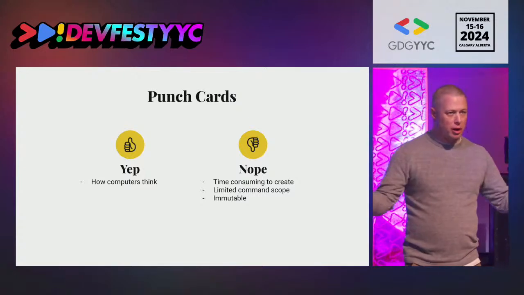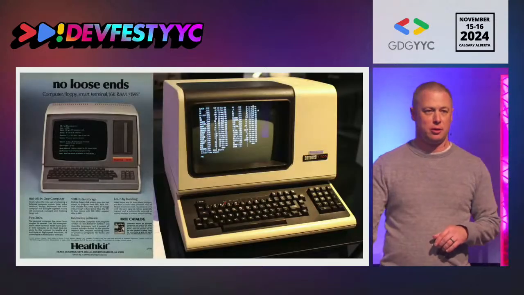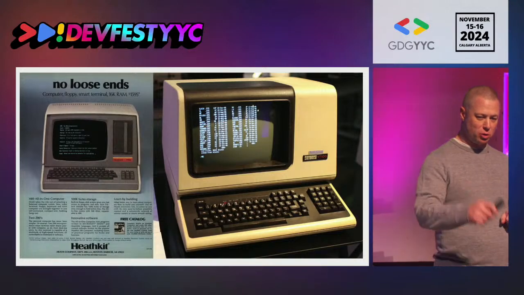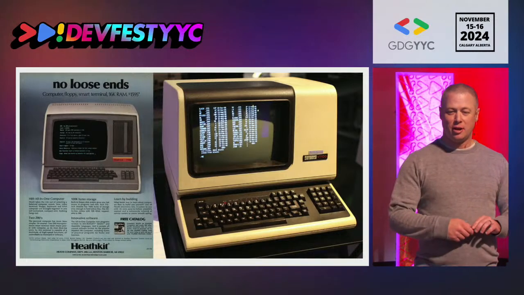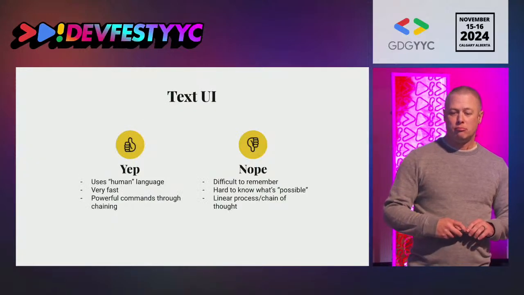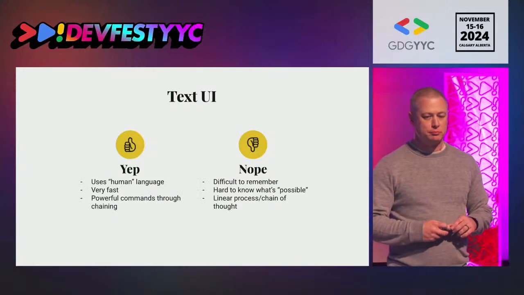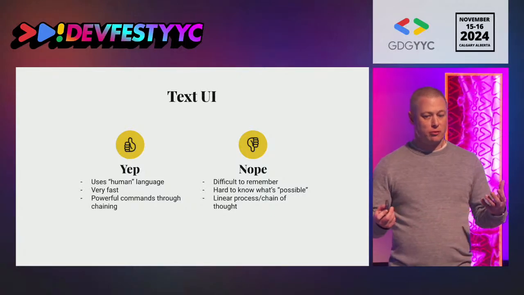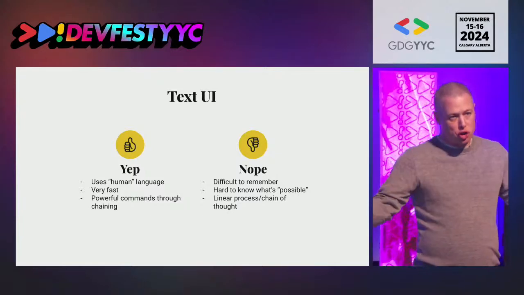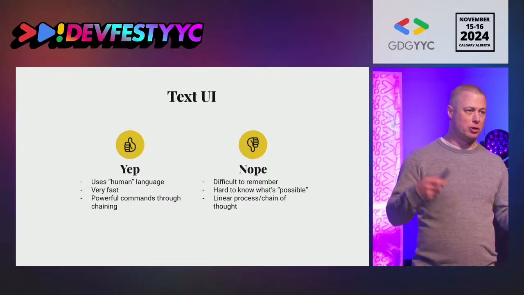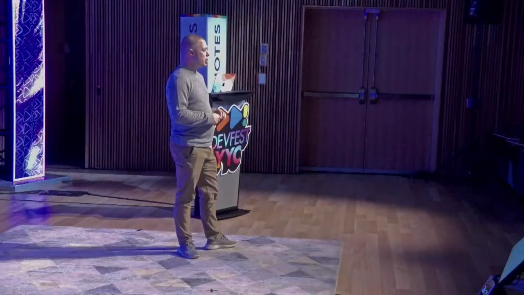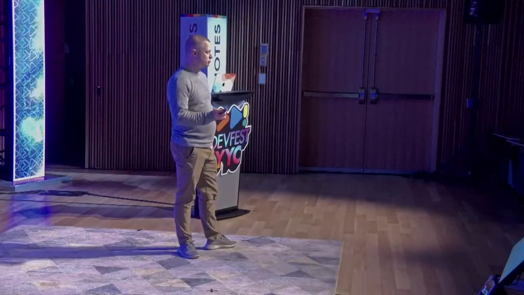So we all got together and we said, hey, what if we could use text to interact with the computer? I love these old ads. They're super fun. Only $1,600 for 16K of RAM. But text UI has some pros and cons as well. It's kind of fast because we can type quickly. It uses sort of human language, right? I understand words like run and go. And it's pretty powerful. We can chain commands together. We can get a lot out of it.